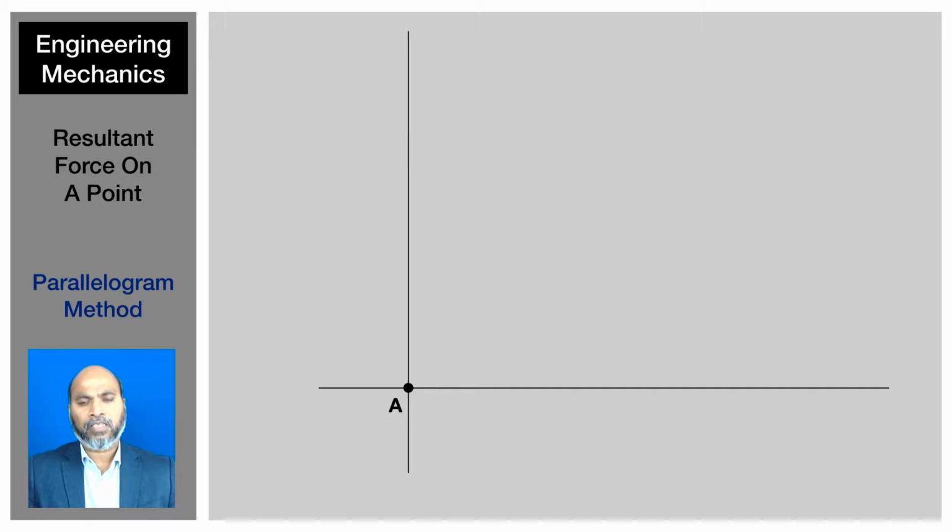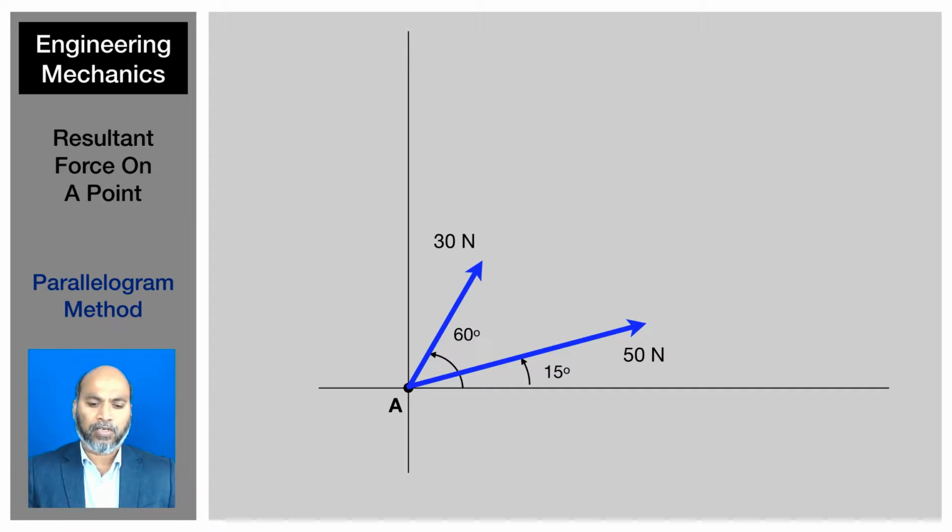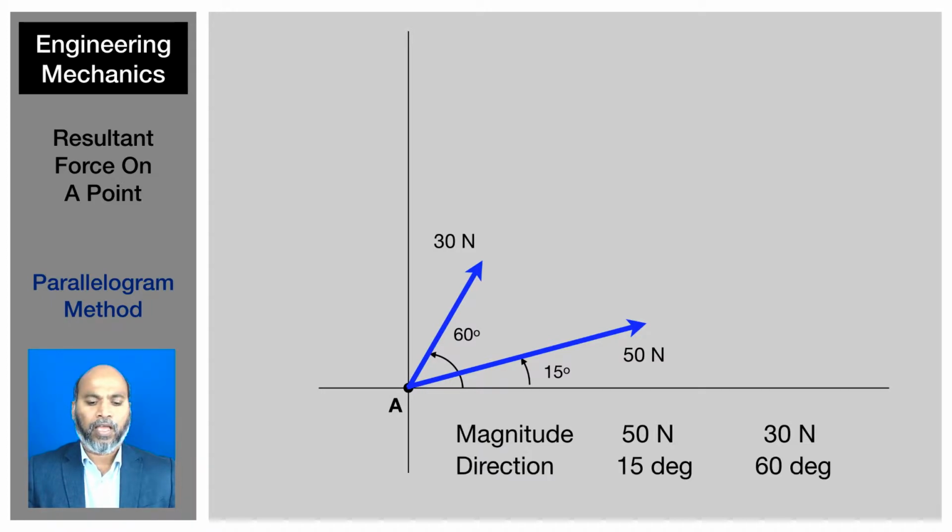Now, let's consider this point. You have this x and y axis and this point A. Let's say this is a force applied on point A, which is 50 newtons at an angle of 15 degrees. And there's another force applied of 30 newtons at an angle of 60 degrees. So the terminology that we use is magnitude and direction. Magnitude is 50 newtons and 30 newtons, that's the size of the arrow. And direction is the 15 degrees and 60 degrees.